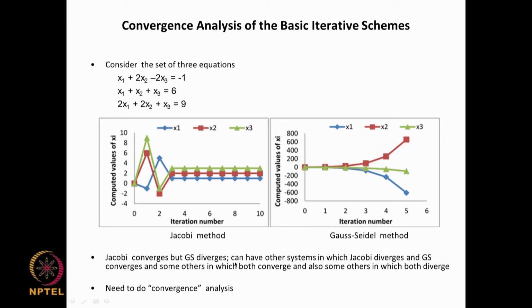We can also have other systems of equations in which the Jacobi method diverges and the Gauss-Seidel method converges, some in which both converge, and some in which both diverge. So any kind of thing is possible. Whether to update or not is a small change, and we cannot say that updating is universally good. We cannot say that this is very easy, so let us go and do it. There are simple problems in which these methods do not work.